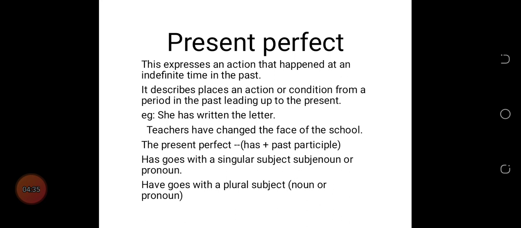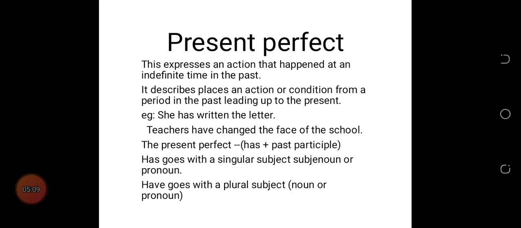Then the second one has to do with teachers have changed the face of the school. With teachers have changed the face of the school, we have a plural subject, and so we introduce have, and we have changed, which is the same as the past tense of change. Okay, this is because change is a regular verb, so it cannot take any other form apart from the ed we can add to it. But the use of have will tell the one reading that this sentence is in the present perfect tense.